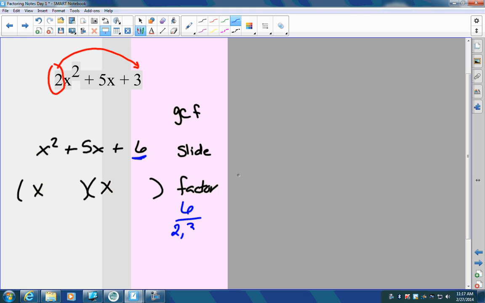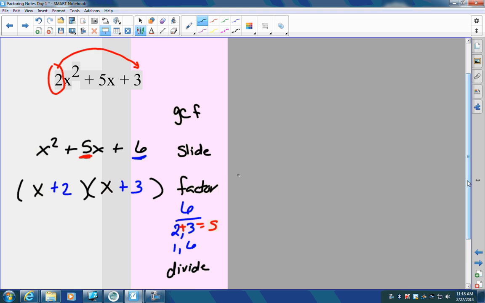2 and 3, and 1 and 6. What do they need to add up together to be? 5. Right here, that middle term. They have to add up together to be the middle term. Right here, 2 plus 3 is 5. So that's the factors I'm going to use. I'm going to put plus 2 and plus 3. Now, one question I get is, does it matter which order you put the 2 and the 3? No, it does not. Okay, so GCF, slide, factor, and then we need to divide.